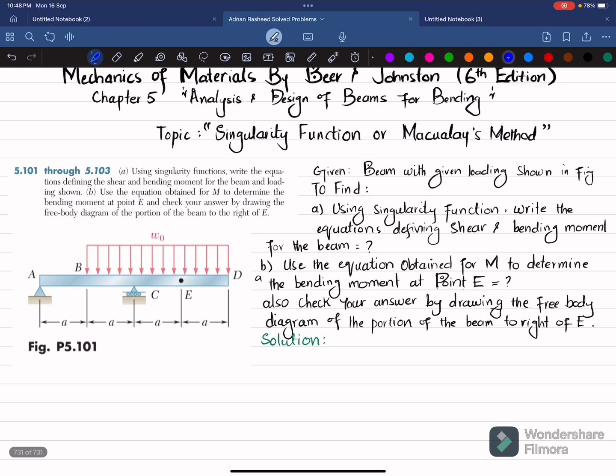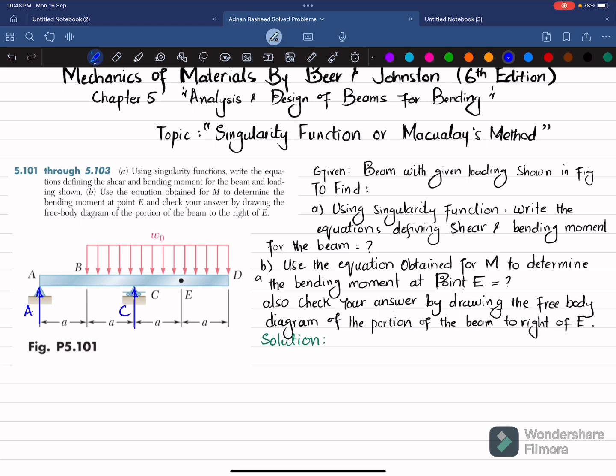So first step is that if you remove this pin support at point A, you will be having reaction force, let this be A, and if you remove this roller support, you will be having reaction C. So we'll find this A and C by using equation of equilibrium.